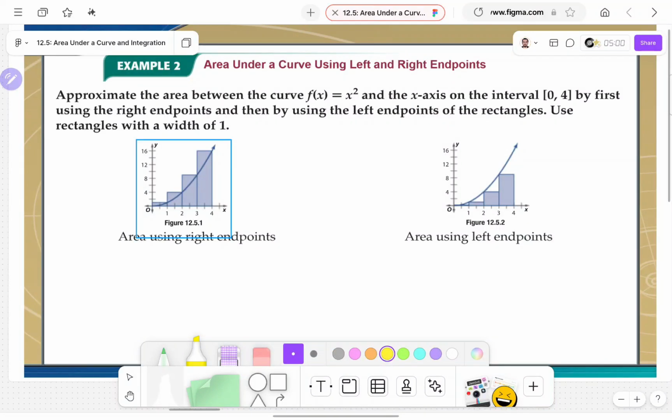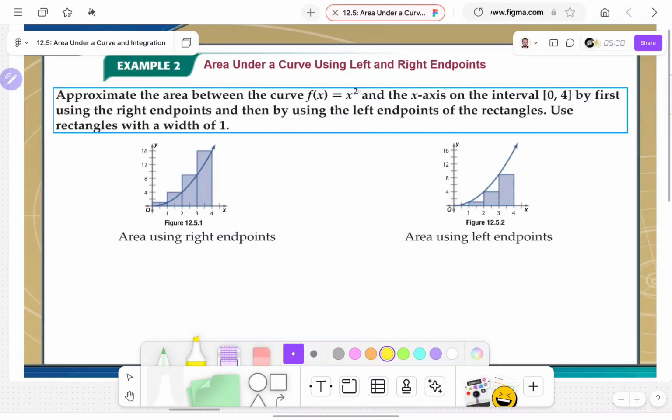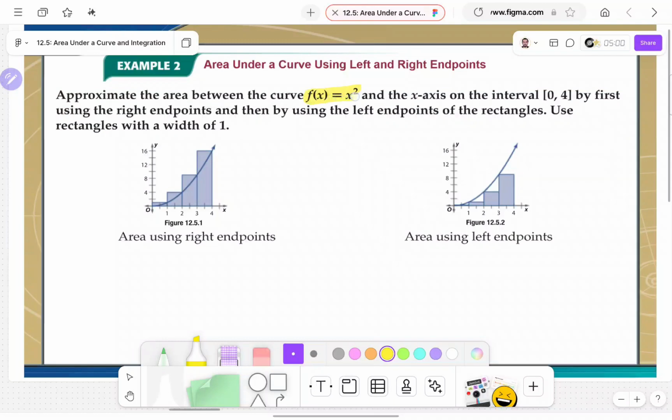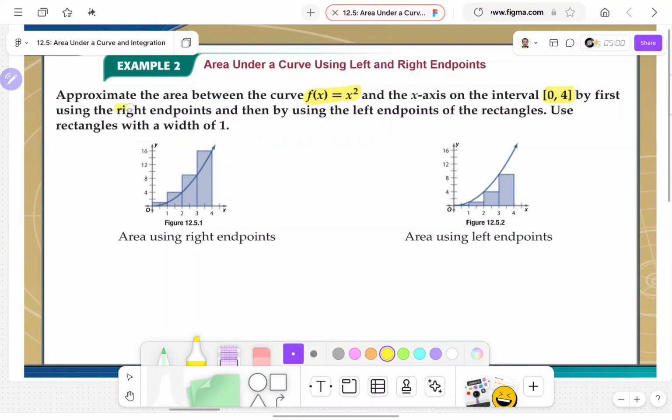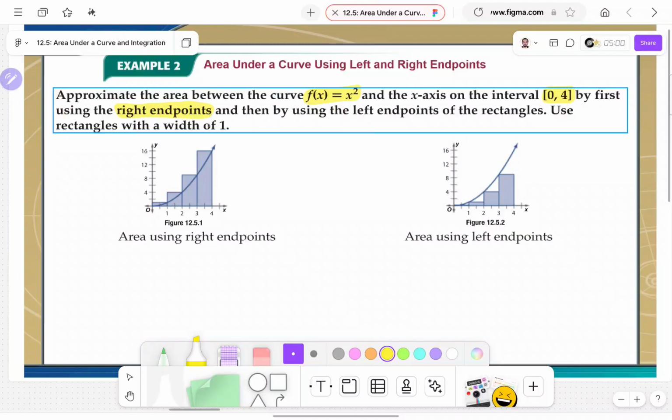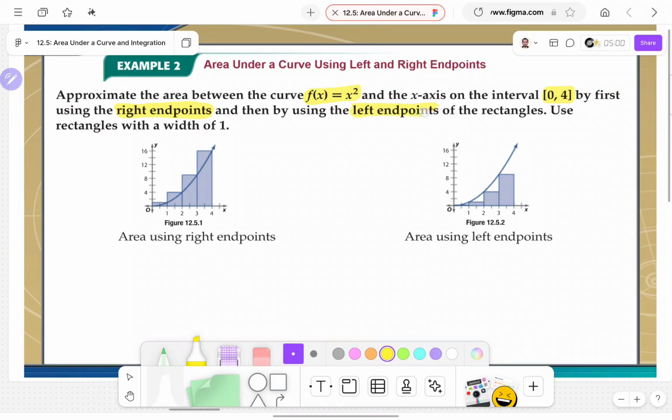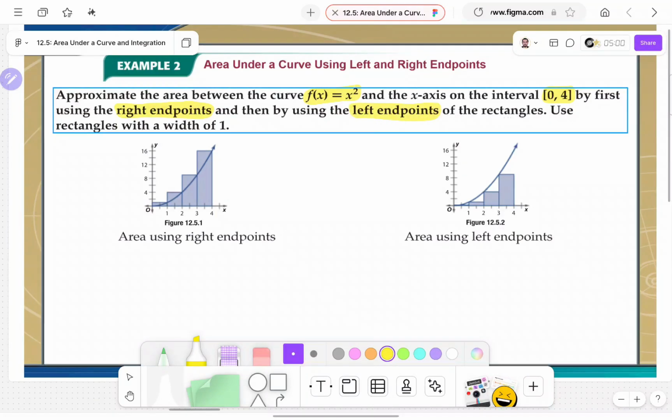So for example, look at this question. Approximate the area between the curve f of x equals x squared and the x-axis on the interval 0 to 4. So now, 0 to 4. First using the right endpoint, and then using the left endpoint, with rectangles of a given width.